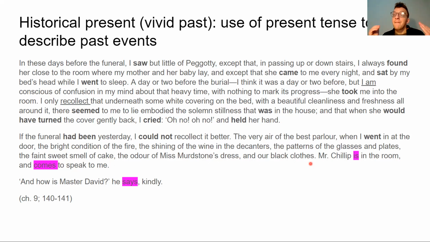Now we've entered vividly into that past moment as we experience the cognizance of this death. So one of the things that the vivid past does is it is particularly effective when describing some traumatic moments. So keep your eye out for it. Dickens is doing a lot with it in these early chapters of David's youth.